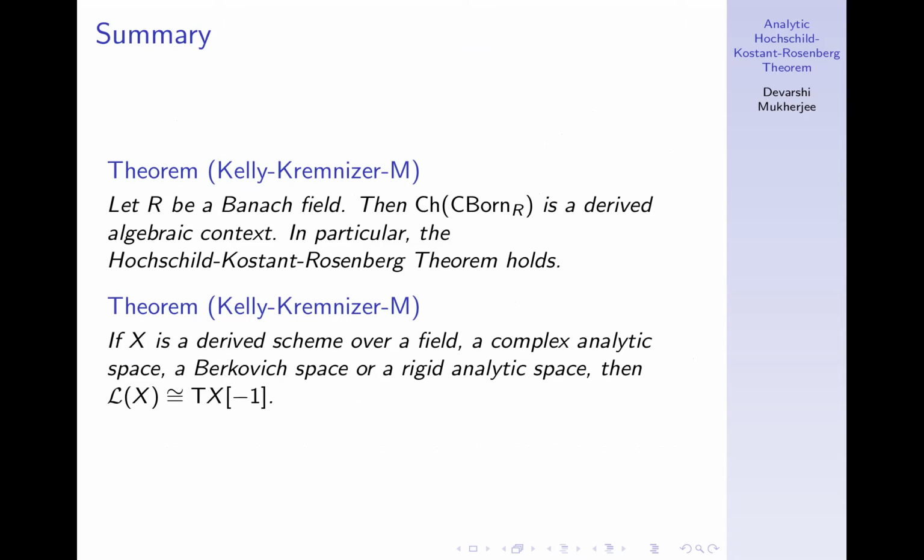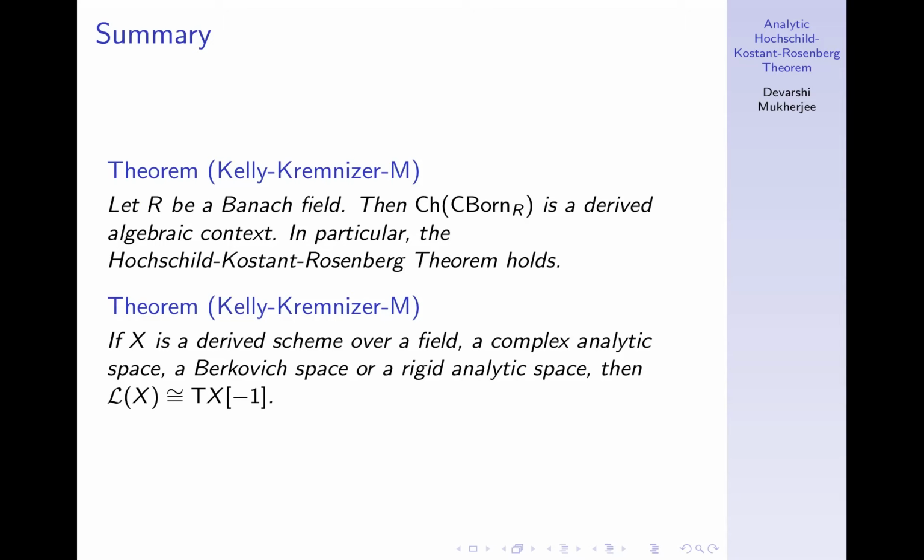If you start with a Banach field, other things do hold integrally, at least for this talk, so I don't say anything false. If you have a Banach field such as the complex numbers, Q_p, or the real numbers, then the category of complexes of complete bornological vector spaces over such a field, or inductive systems of Banach spaces over such a field, is a derived algebraic context. In particular, by the very general result I spoke about previously, with the commuting diagram of adjunctions, the Hochschild-Rosenberg theorem holds.